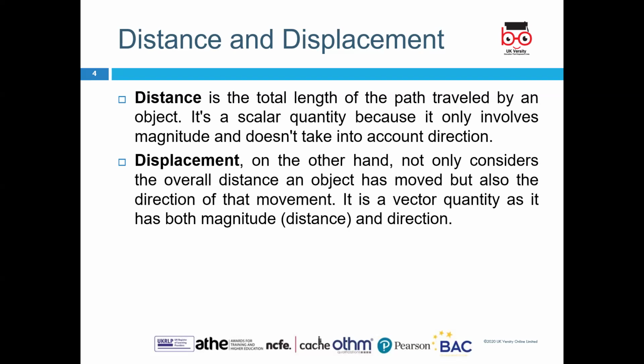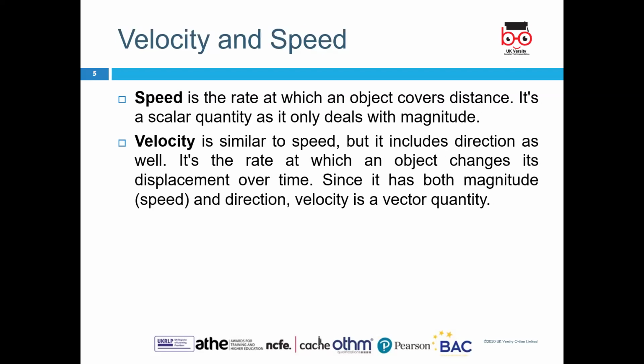So basically a scalar takes into account only magnitude, and a vector takes into account both direction as well as magnitude. So distance is a scalar quantity. Now displacement, on the other hand, not only covers the overall distance, but also the direction of that movement. So displacement is a vector quantity. It has both magnitude as well as direction.